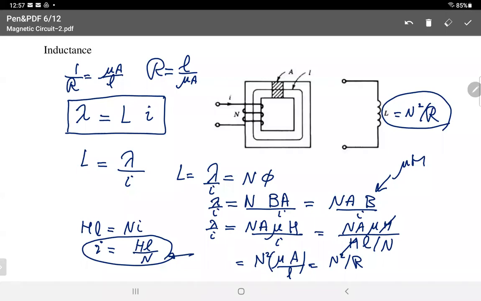It's not going to be given to you as 2 Henry, 3 Henry. No, I can calculate it now using the dimension of the core and the permeability, the property of the material, and the source N squared. So that's how you get the inductance expression.